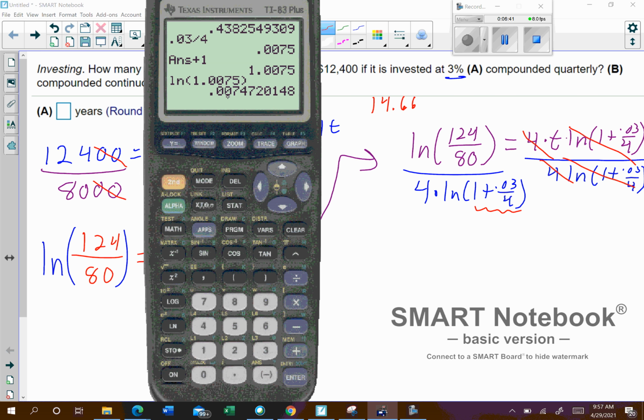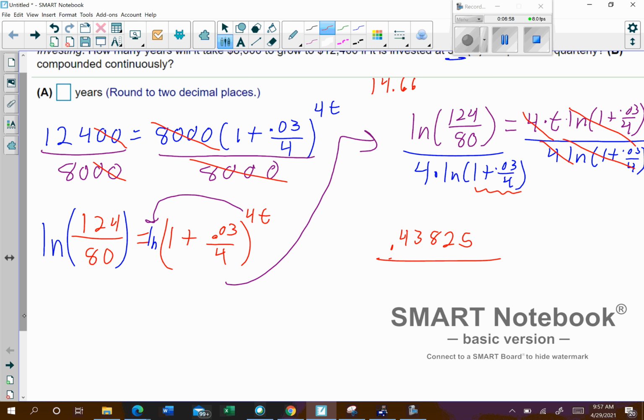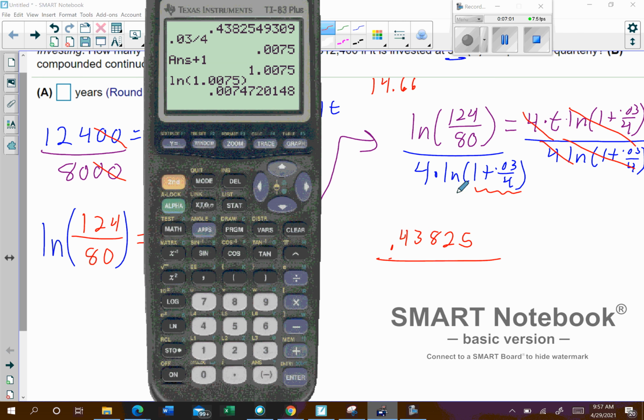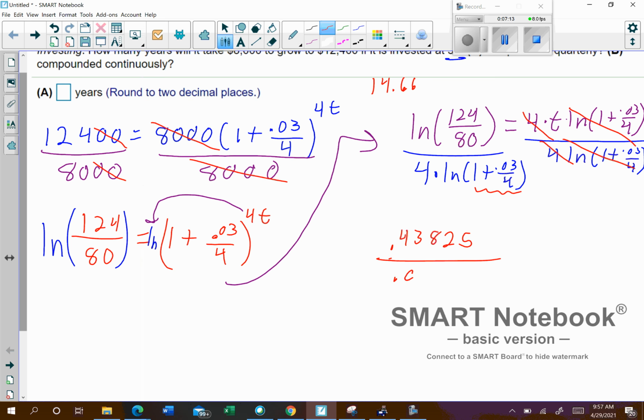And then let me write down what the top is. Remember I said I was going to do a couple decimal places. So let's see, 0.43825. Okay, so that's 5 decimal places for the numerator. And then for my denominator, I figured out what the natural log was, but now I need to multiply that by 4. So I'm going to put times 4. And so my denominator would be 0.029 and then a bunch of 8s.